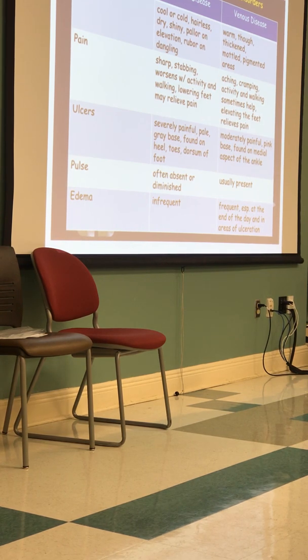Pulses, absent in arterial, they're usually present in venous. And edema, usually in arterial there's no edema. As a matter of fact, their feet have these skin changes, the skin is dry and looks almost scaly and mottled, as opposed to the venous, where they usually have a lot of swelling, usually at the end of the day.